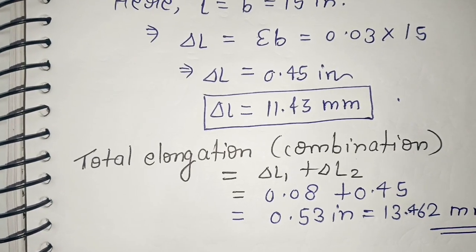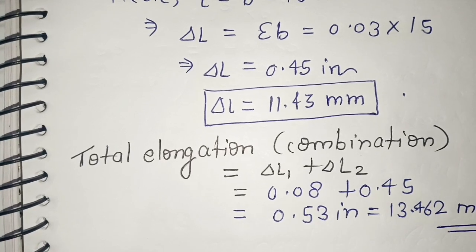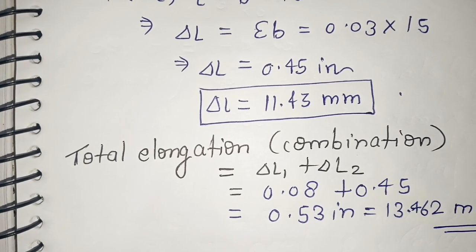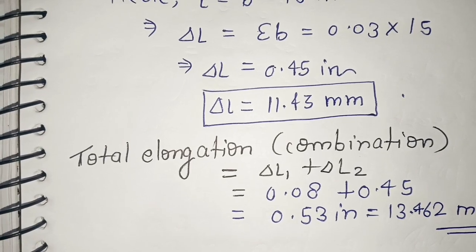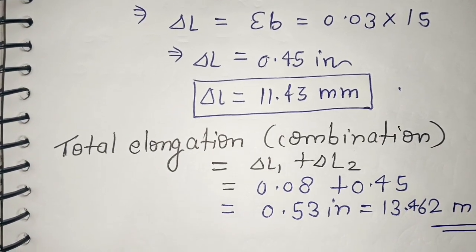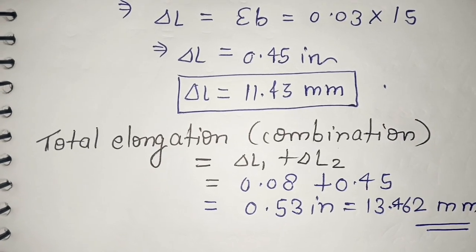So that is simply equal to the sum of the individual elongations. So for hammerhead we have got the elongation as 0.08 inch, and for the hammer handle we have got it as 11.43 millimeters or 0.45 inch. So we will add both the values. So 0.08 plus 0.45, that is 0.53 inch, that is equivalent to 13.462 millimeter.